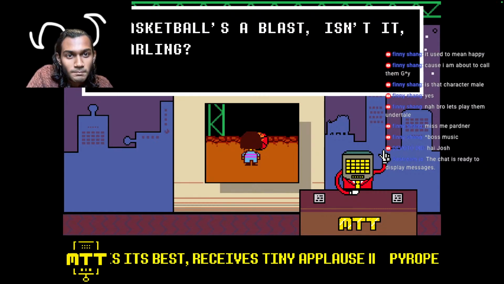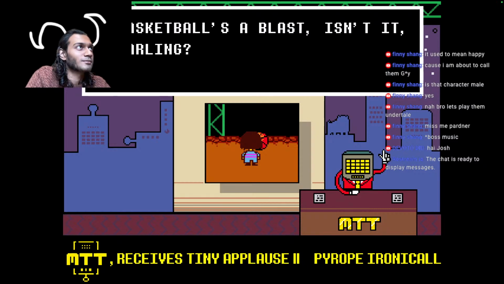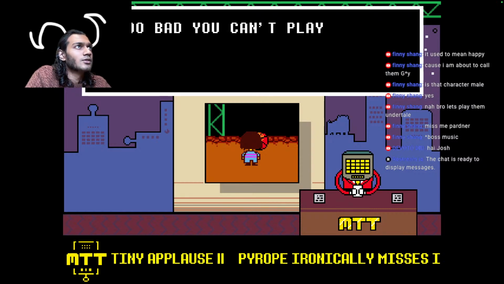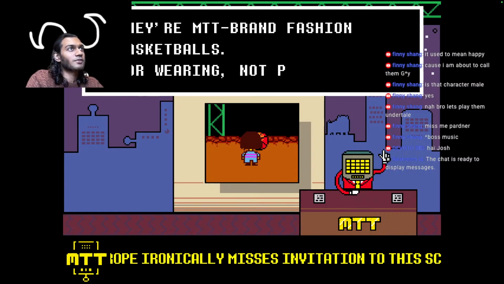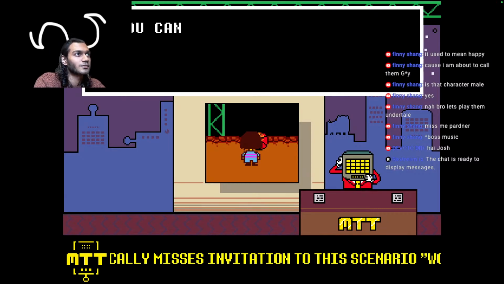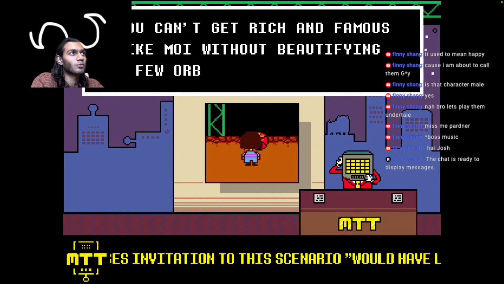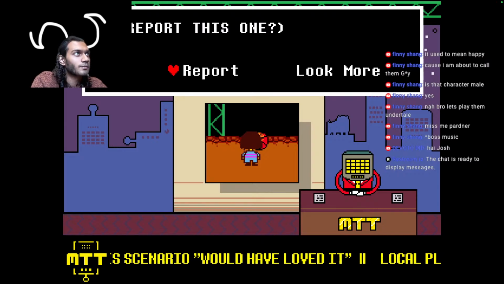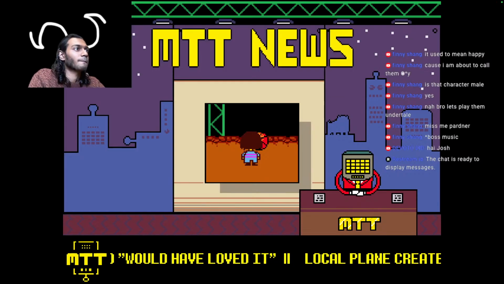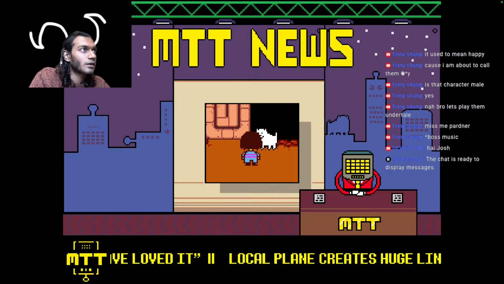It used to mean happy. Okay. Too bad you can't play with these balls. They're MTT brand fashion basketballs for wearing, not playing. Okay. You can't get rich and famous like Moy without beautifying other few orbs. Reporting this one. No, look more. What do we get? Wait. We got a white dog.